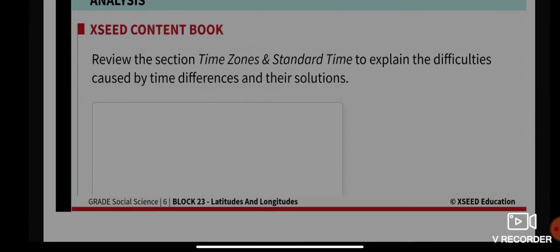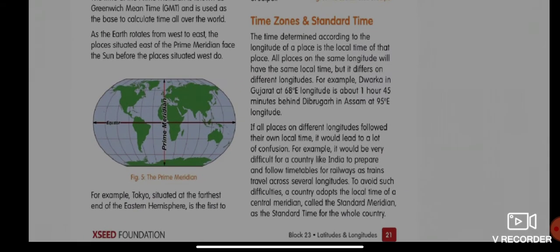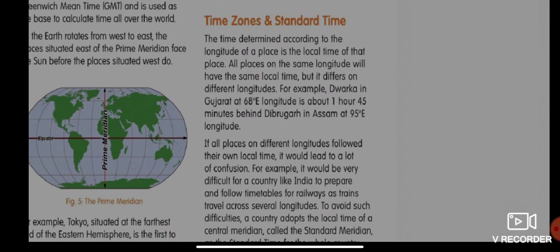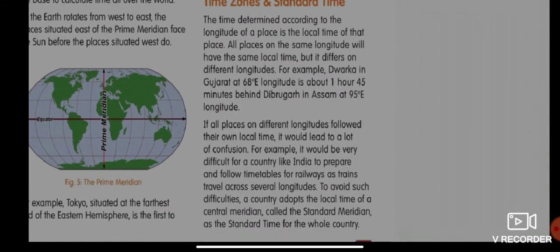Now let us review the section on time zone and standard zone from your exit content book. As I read, please listen carefully. The time determined according to the longitude of a place is the local time of that place, as we learned from the very beginning in the keywords. All places on the same longitude will have the same local time, but it differs on different longitudes.